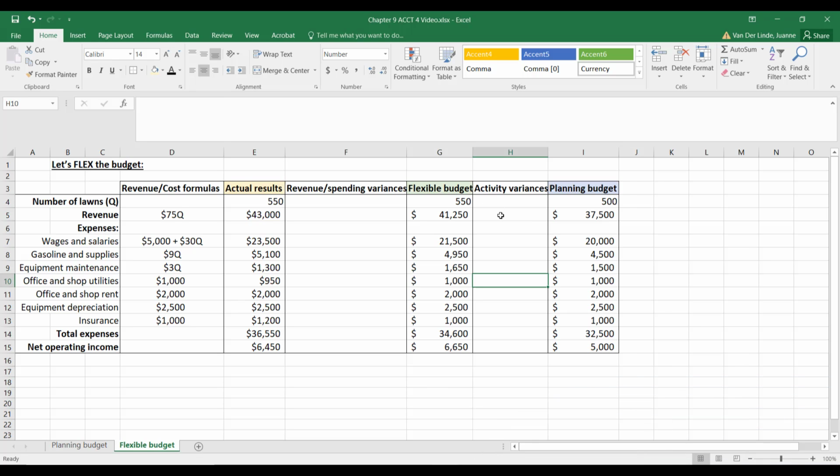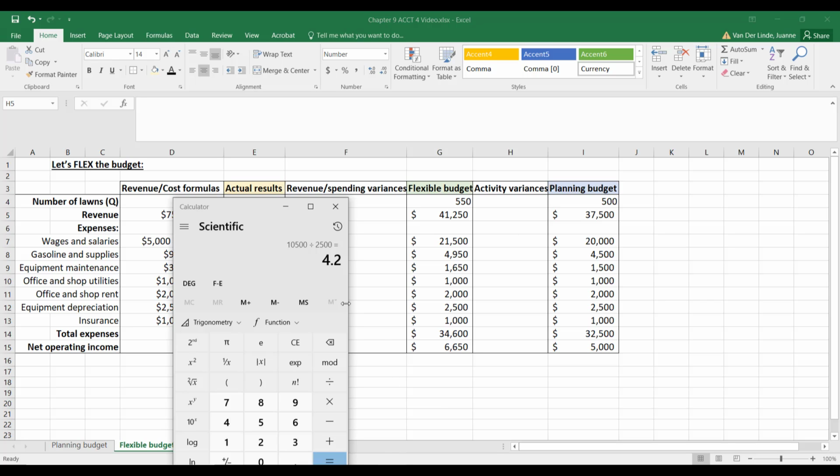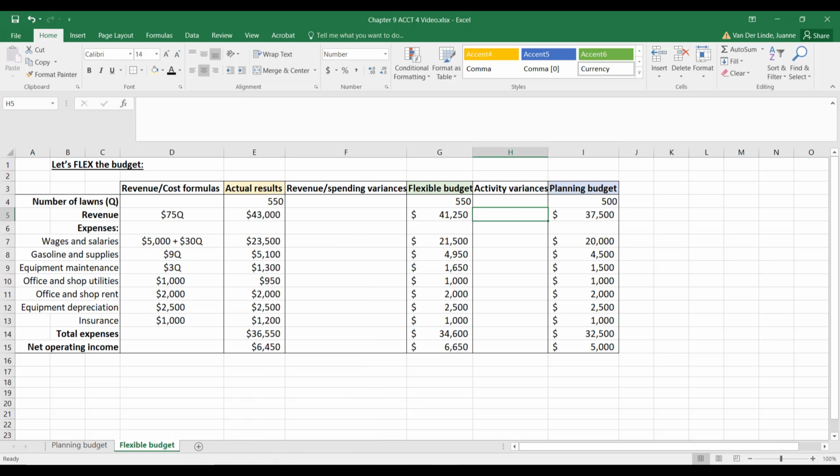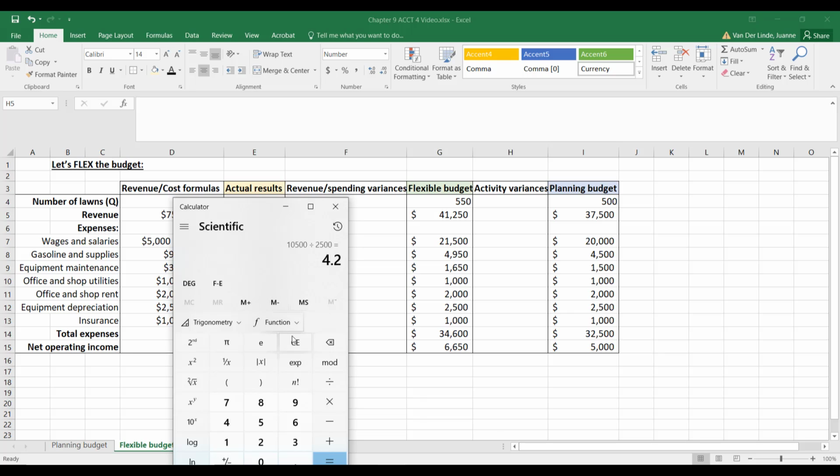So let's compute our activity variances first, and we will start with our revenue amount here. So we'll compare our flexible budget to our planning budget. When you find the activity variances, you want to start with the flexible number and then subtract the planning number from that one. And when you find the variance itself, you want to find the absolute value of the difference. Here in Excel, if you were to subtract one cell from another, sometimes it will spit out a negative number. But just keep in mind, in Connect, you want to put in the absolute value of that difference.